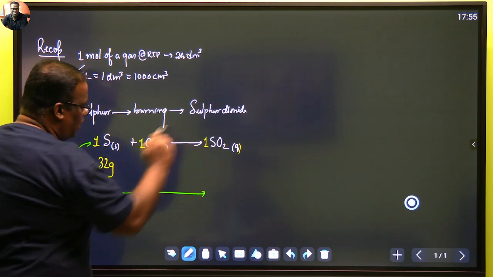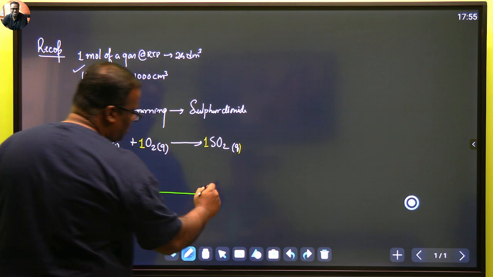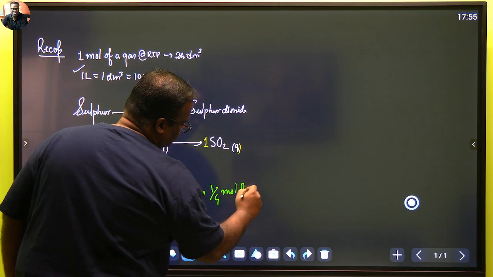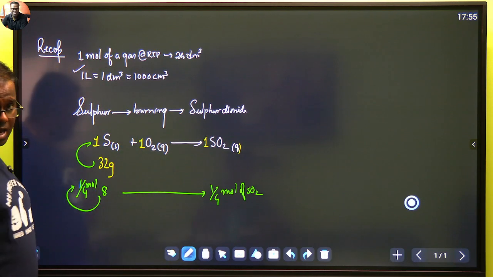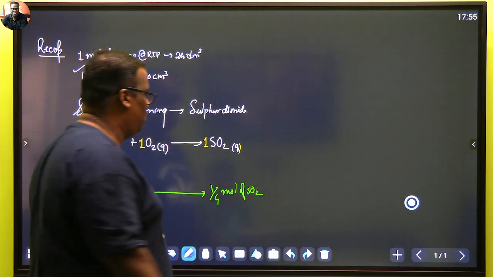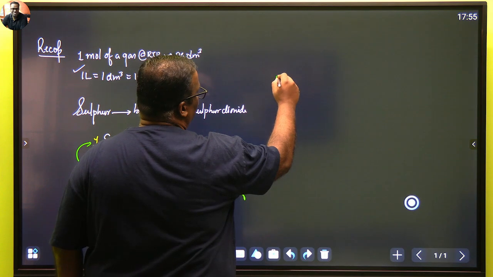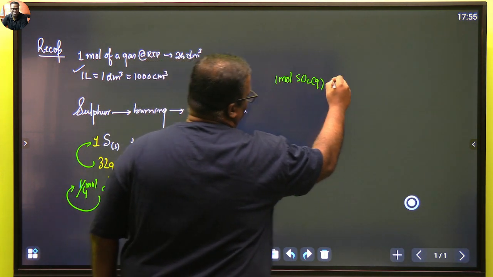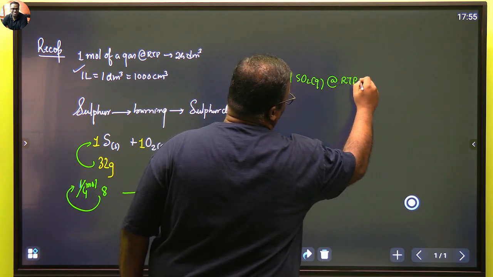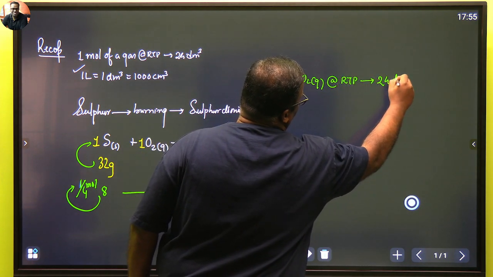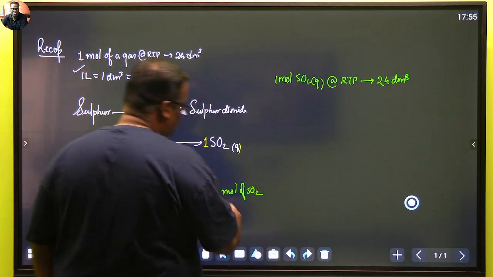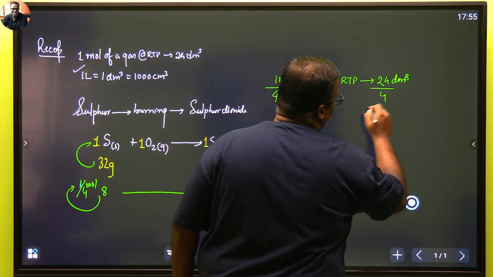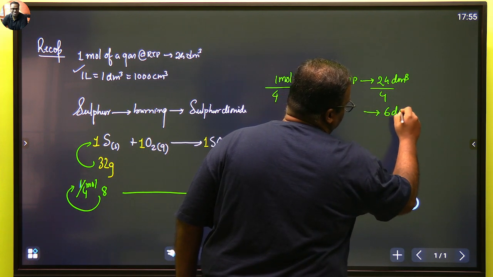1 mole gives 1 mole. So 8 grams will give how much? 1/4 mole of SO2. Right? At this step, think of Avogadro's law. Avogadro's law tells me 1 mole of SO2, SO2 is a gas, yes, at RTP should have how much? 24 dm cube. You are left with how much? 1/4. So you make this also 1/4. So you should have how much? 6.